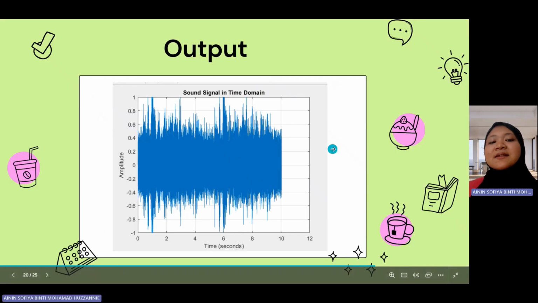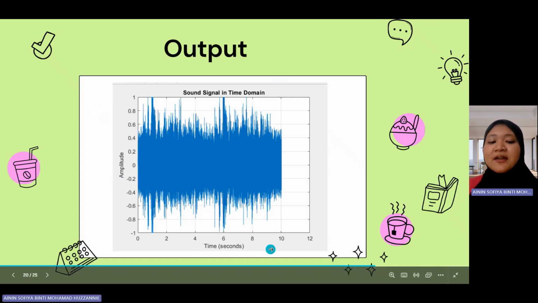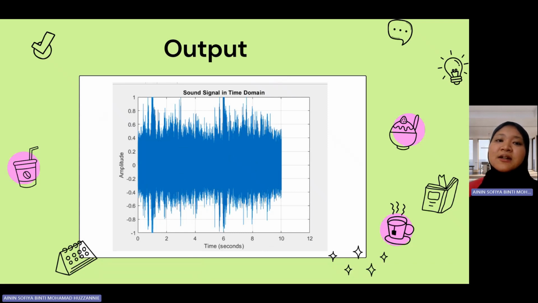So this one is the sound signal in the time domain, with amplitude against time. This output shows us the sound signal from the audio that we chose, changed into a signal in the time domain.